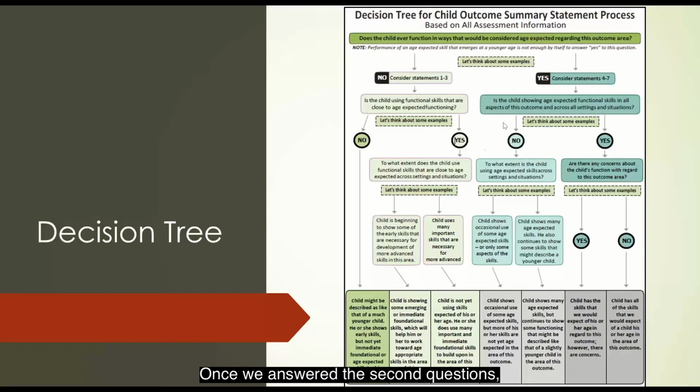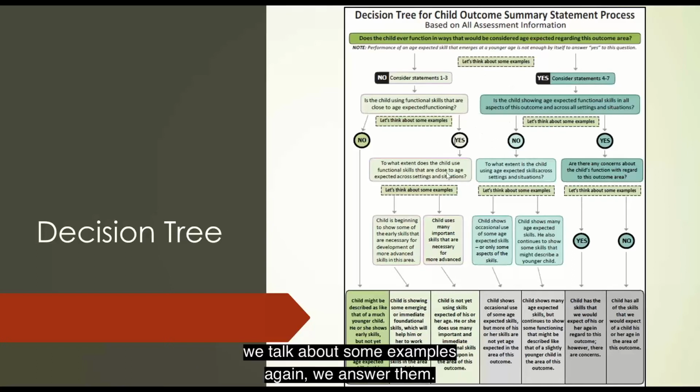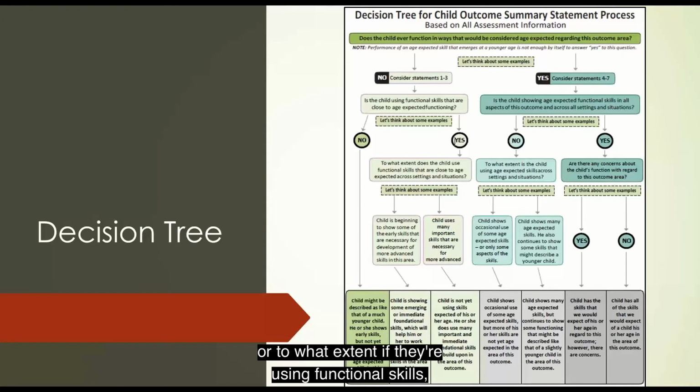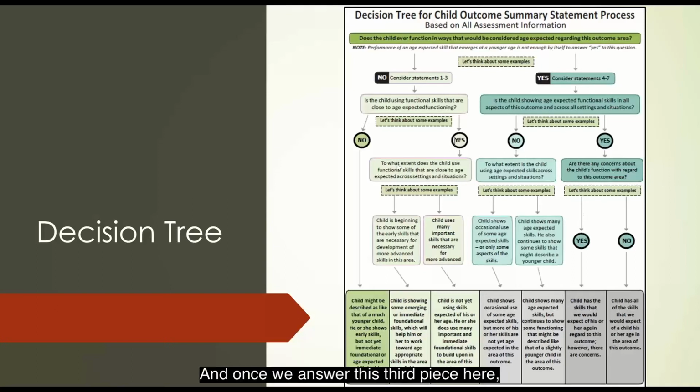Once we answer those second questions, we talk about some examples again, we answer them. We're then looking across the board at to what extent the child is using either functional skills that are close, if we went down that no path for the first question, or to what extent they're using functional skills across all settings and situations. Or if we answered yes to the first two questions, then we want to look and say, are there any concerns about their functioning? And once we answer this third piece here, thinking about examples and answering it, it will lead us to our COS rating.